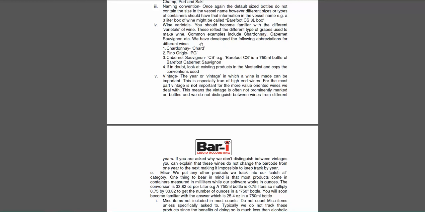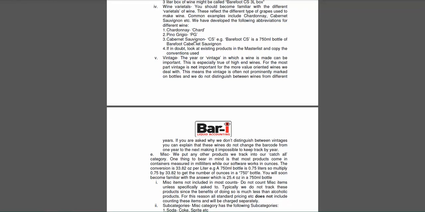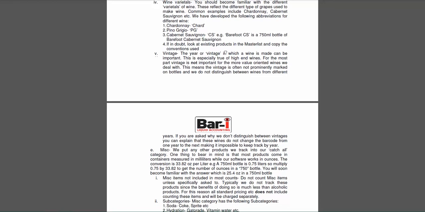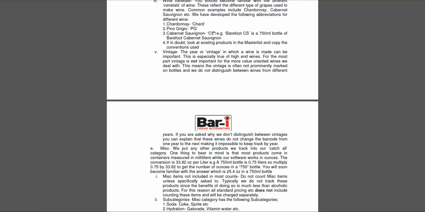Most common ones, and we use some abbreviations here. It's important that you use these same abbreviations as far as possible, so that we don't get a messy master list where there's no standardization. Chardonnay we just call Chard. Pinot Grigio we call PG. So don't make the mistake of putting Pinot, because there is Pinot Grigio, a white wine, and there's Pinot Noir, a red wine. So obviously we use PG and PN. Cabernet Sauvignon, CS. Pinot Noir, we use PN.